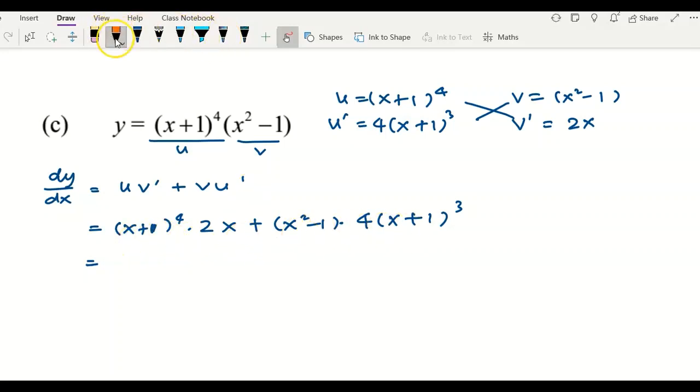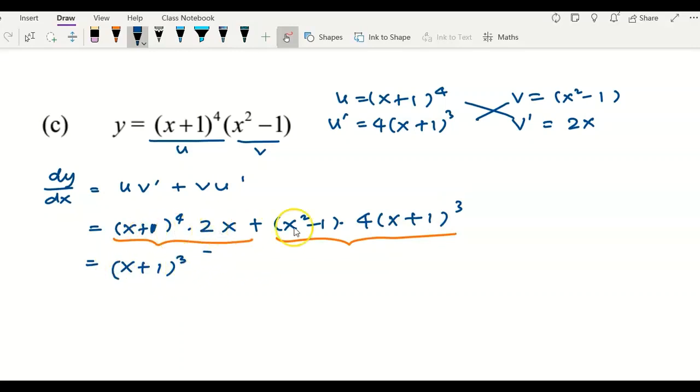terms. Here I highlight, this is your first term and this is your second term. All right, check both terms. Is there any common factor? Yes, (x plus 1) to the power of 4 appears at the first term, and at the second term, we have (x plus 1) to the power of 3. So we might factor out the (x plus 1) to the power of 3.